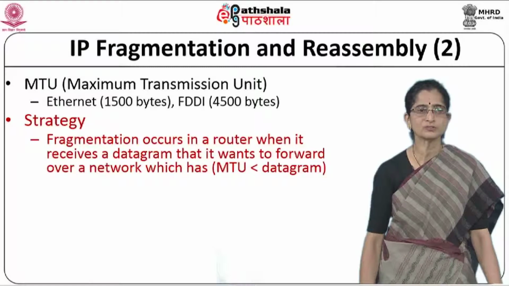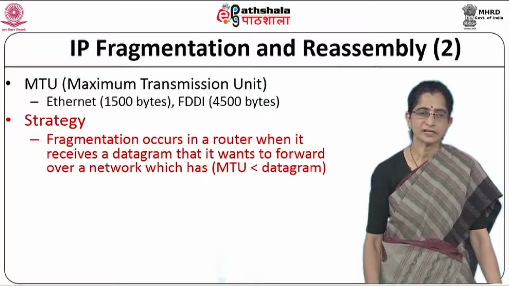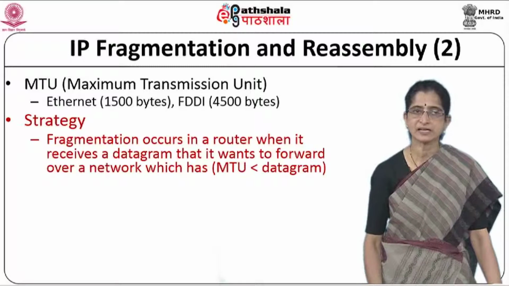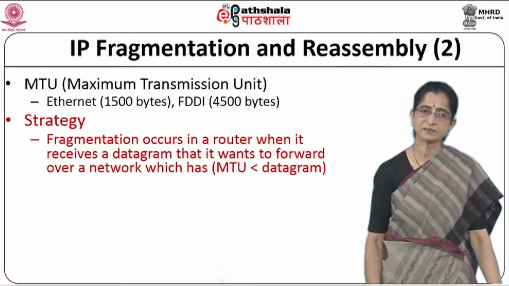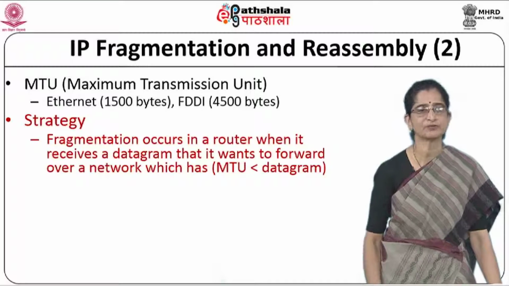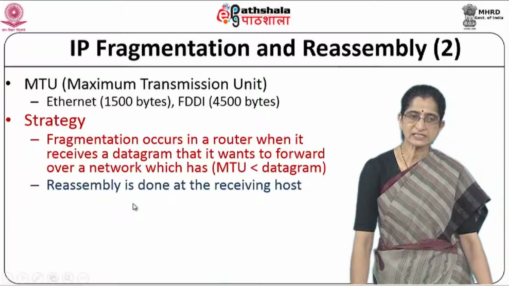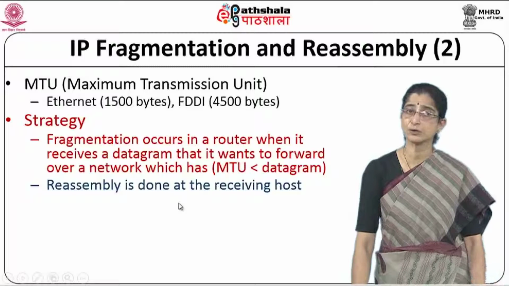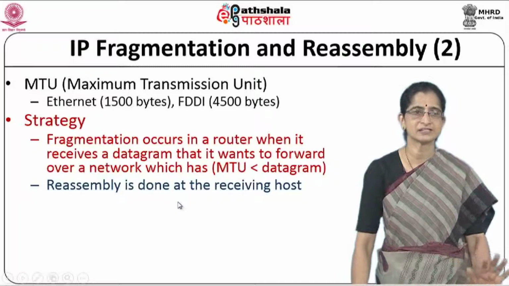The router will check when a datagram arrives whether the size of the datagram is less than the size of the MTU. If it is less, it will be able to forward it. But if the datagram size is greater than the MTU, then it will have to fragment it. That is the point that we need to note here. The reassembly is done at the receiving host. So, that is the strategy, which means we do not do reassembly anywhere in between. There are good reasons for that.